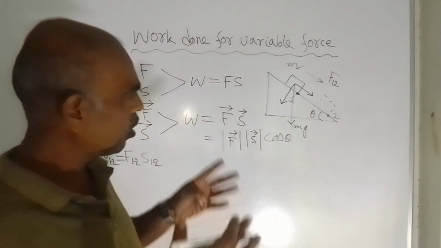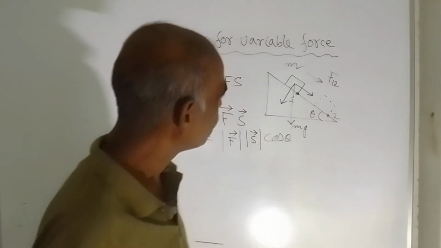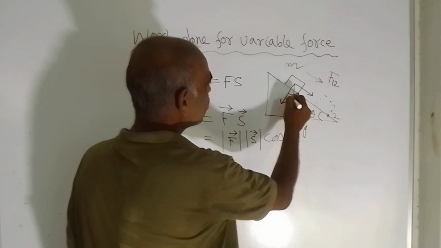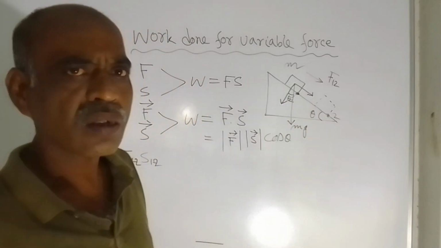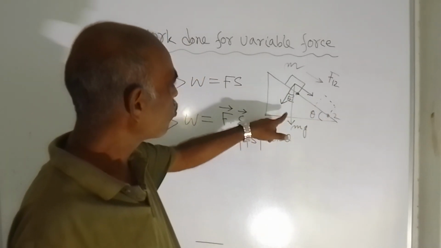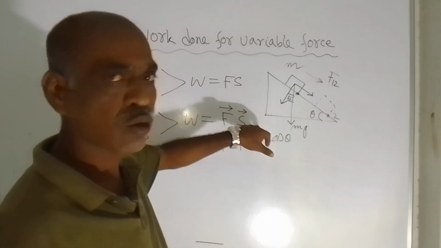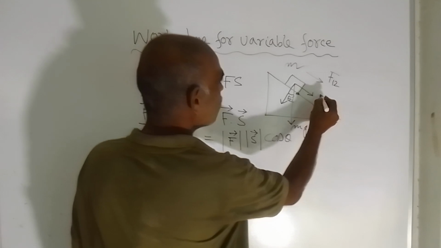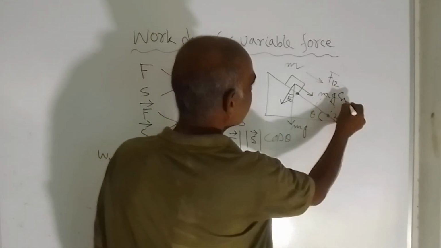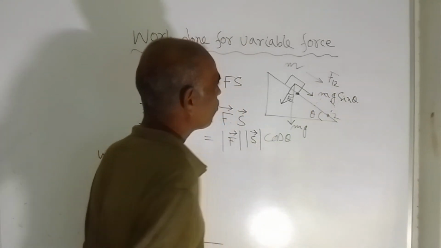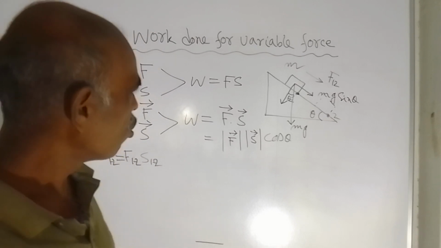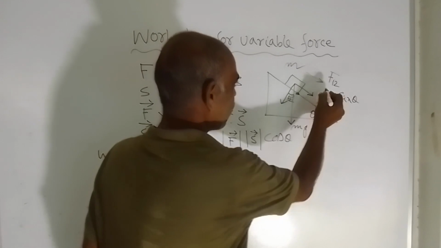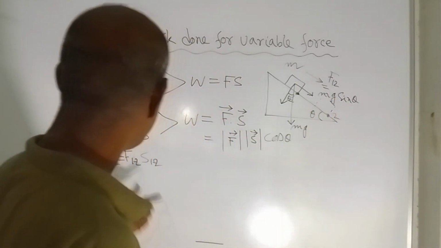If you look at this problem carefully, then you will find that if this angle is theta, then this angle is also theta. Okay, so in that case, component of mg in this direction is mg cos theta, and in this direction it is mg sin theta. So this component is what? Mg sin theta. Right? Mg sin theta. So here F12 is how much? Mg sin theta. So F12, this is equal to mg sin theta.